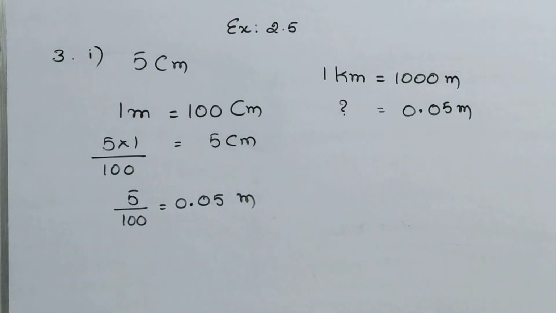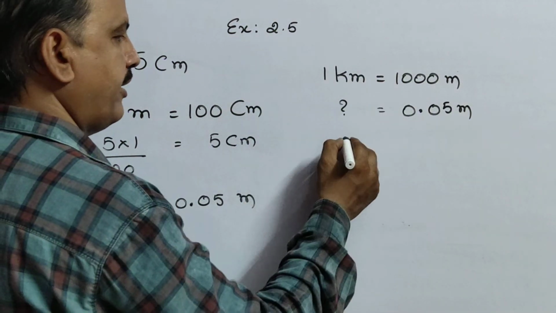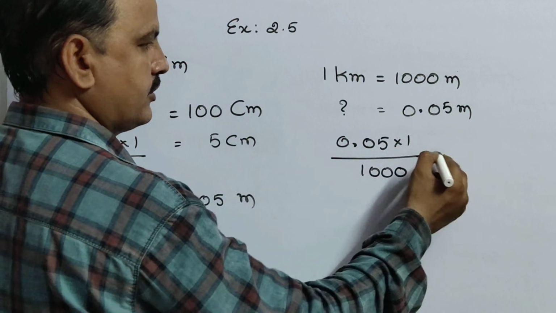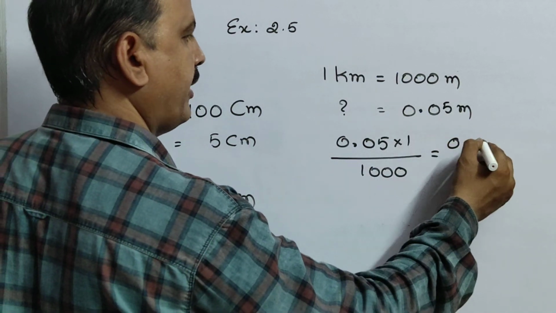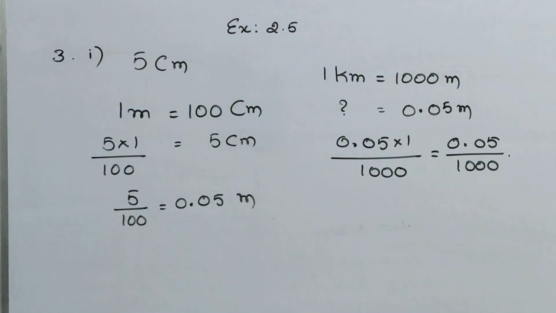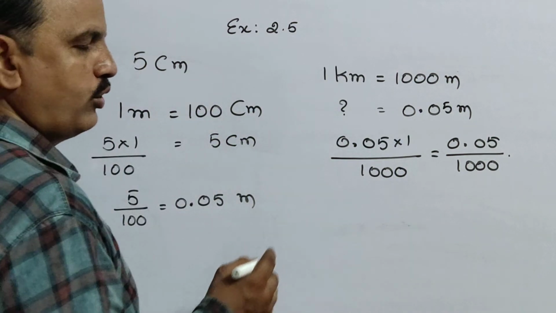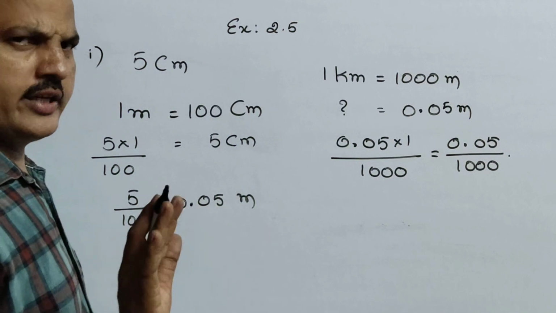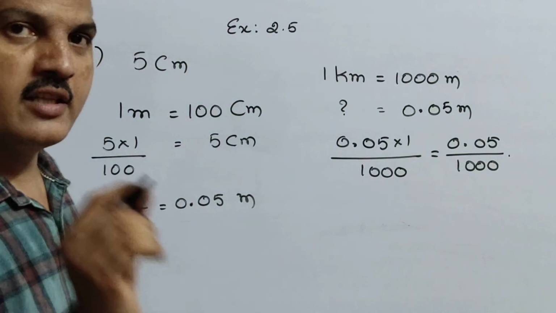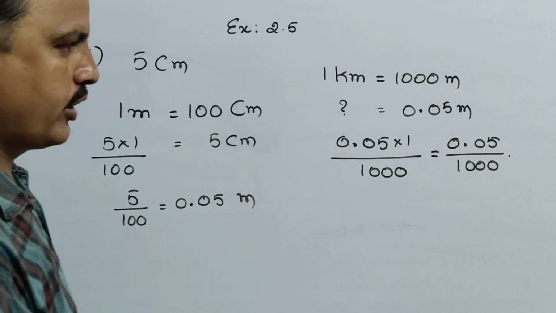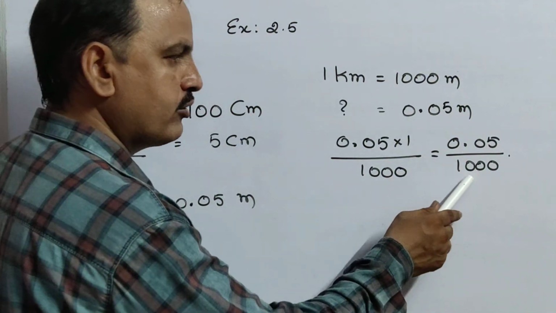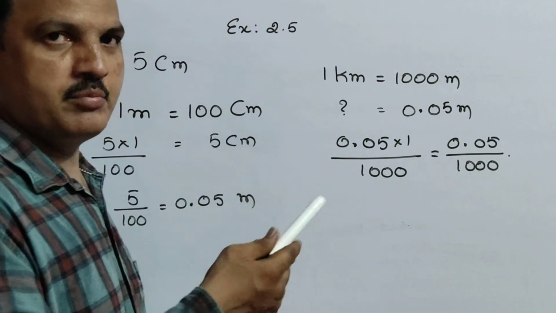Now, convert this 0.05 into kilometers. You don't know. Okay. Again, same process. 0.05 into 1 by 1000. 0.05 into 1 is 0.05 by 1000. Now here you may get doubt again. Okay? Easy, but I'll tell you. Listen. Only the placing of the decimal is a little bit confusing, but don't worry, I am there to solve it. First, what is there in the denominator? 0.05. Okay. Now here, how many digits are there? 1, 2, 3.